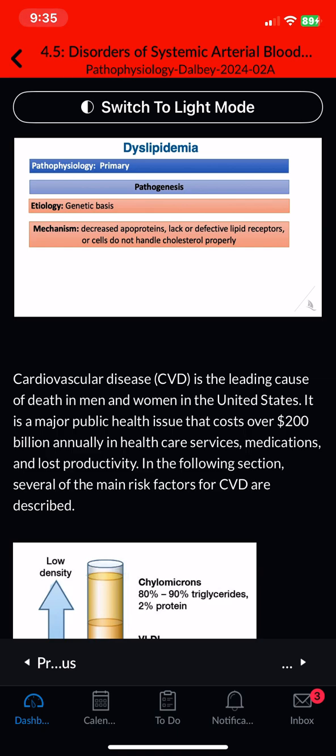So our first pathology then that we're going to look at is dyslipidemia. And there are two categories of dyslipidemias, primary and secondary.